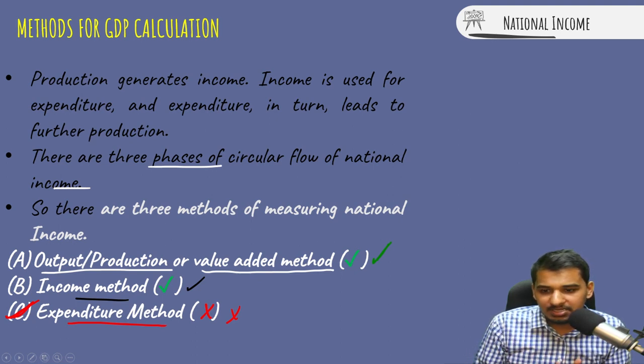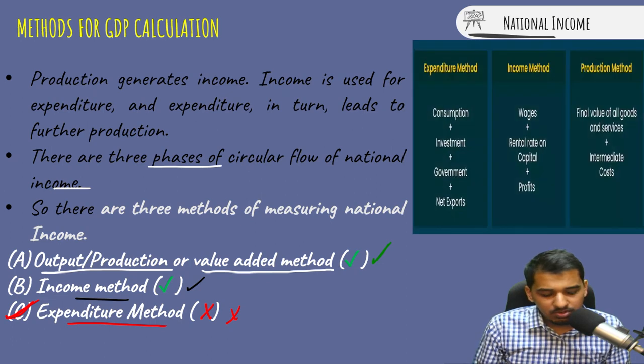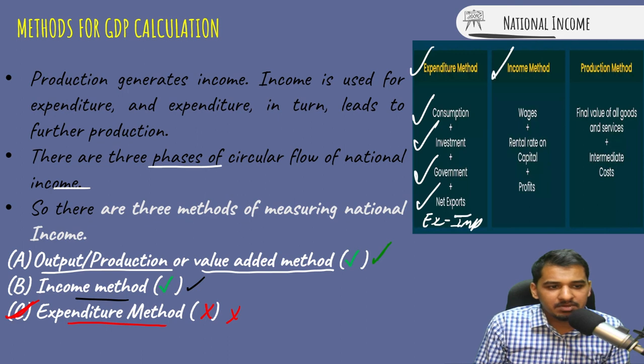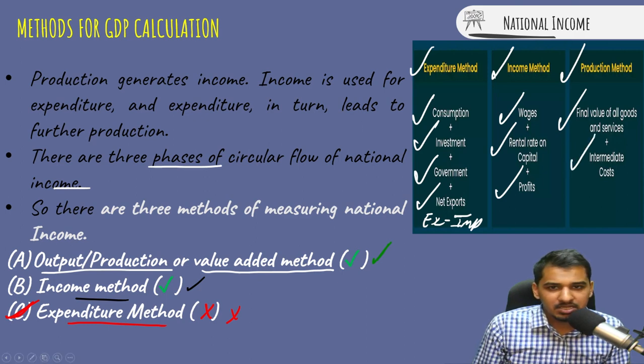Now let us see them one by one. What are the different methods involved? This is the expenditure method: consumption plus private investment plus government expenditure plus net exports. Net exports means exports minus imports. Then the income method: we have wages plus rent plus interest on capital plus profit. In the production method, we have final values of goods and services and intermediate cost. These are the three ways.